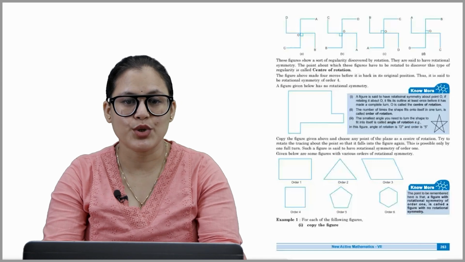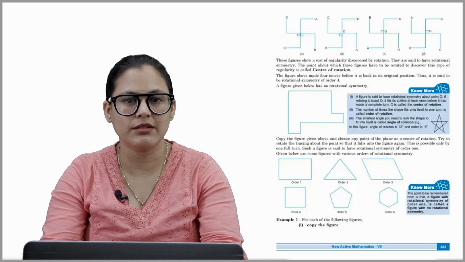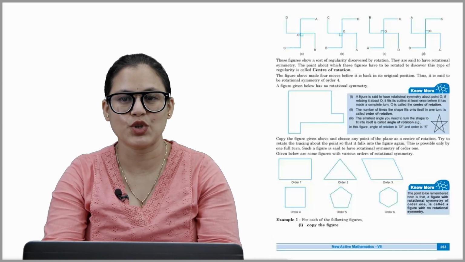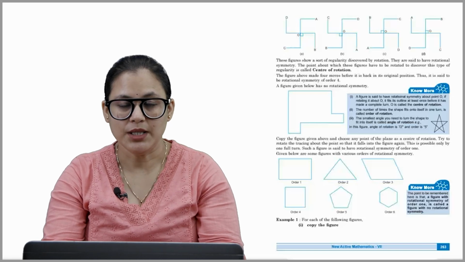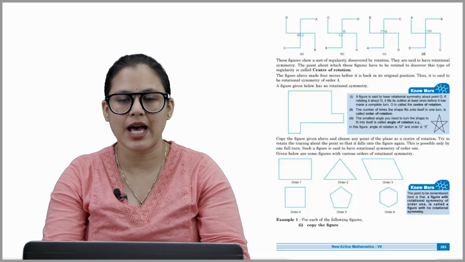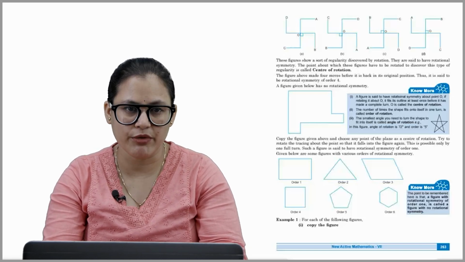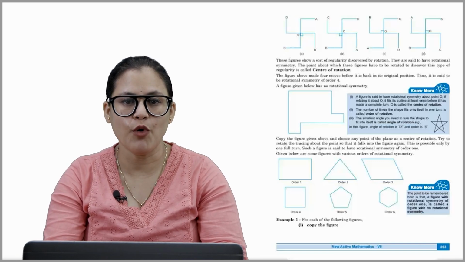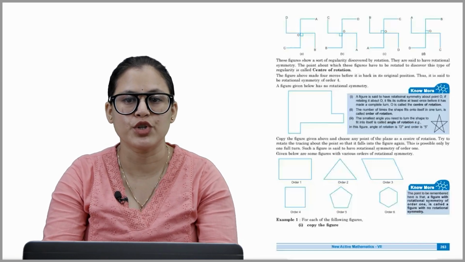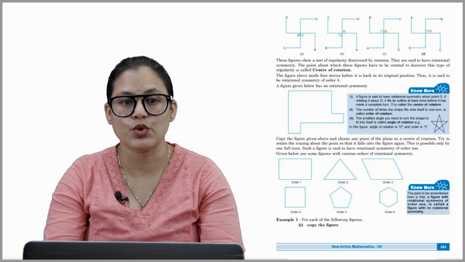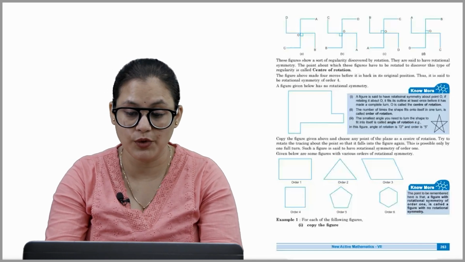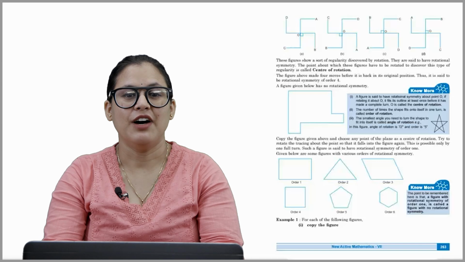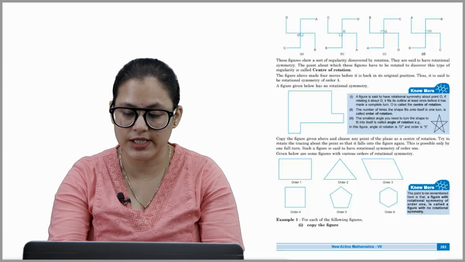These figures show a sort of regularity discovered by rotation. They are said to have rotational symmetry. The point about which these figures have to be rotated to discover this type of regularity is called the center of rotation. The figure above made 4 moves before it is back in its original position. Thus, it is said to have rotational symmetry of order 4. The figure given below has no rotational symmetry.